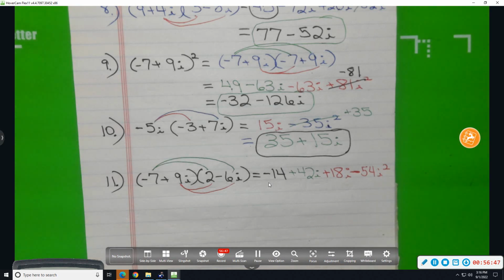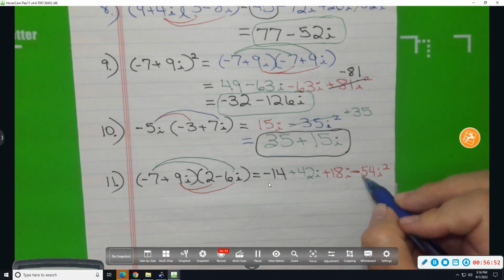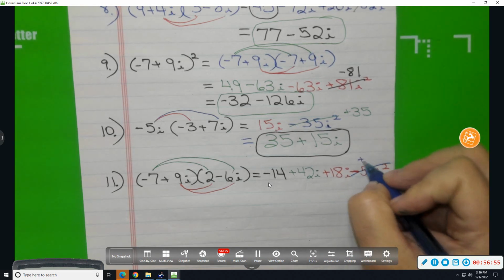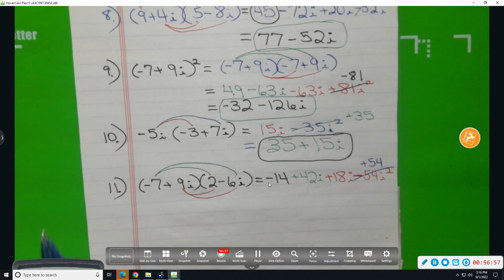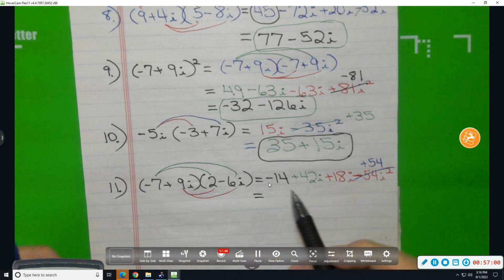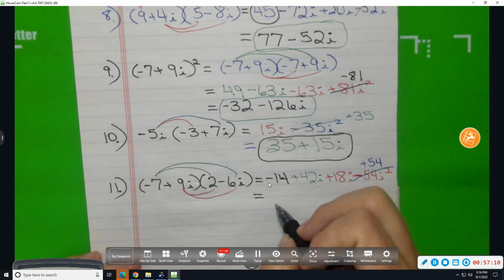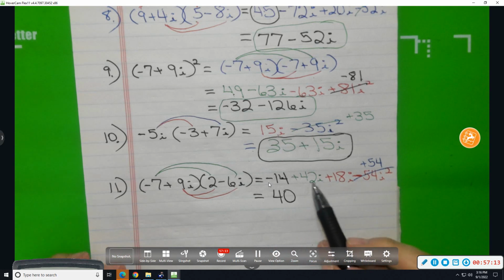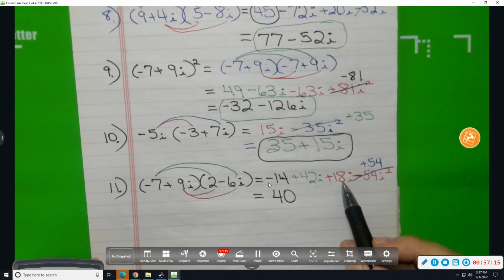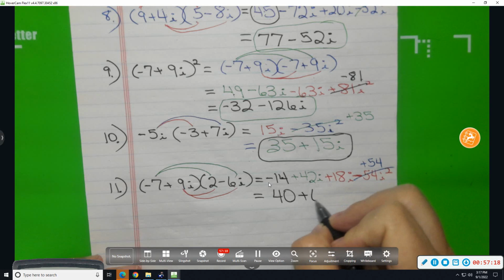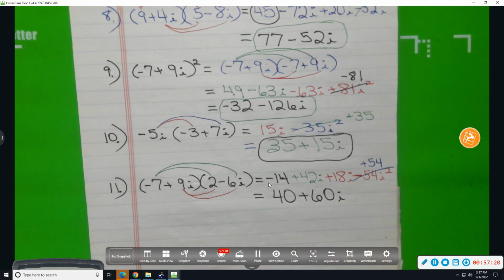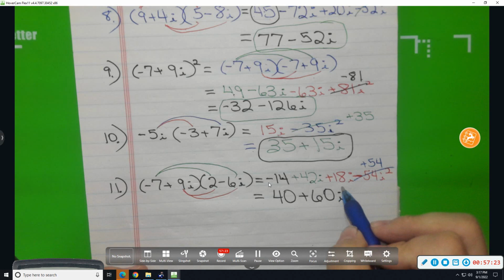And what do you think I'm going to do next? I'm not going to tell you. You tell me. Negative 54i squared to a positive 54. That's exactly what I'm going to do. Make it a positive 54. So we have negative 14 plus 54, and I'm thinking that's a 40. Yes, it's a 40. 42i plus 18i gives me a 60i for my final answer of 40 plus 60i.